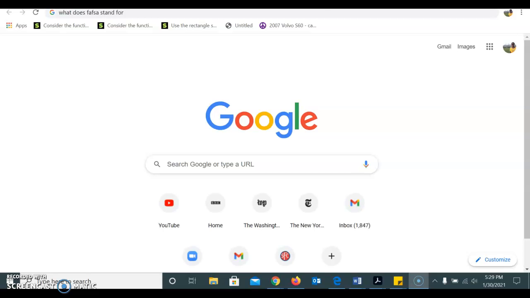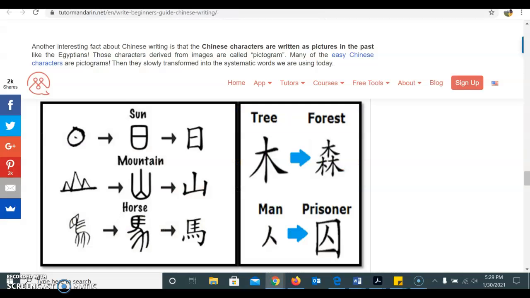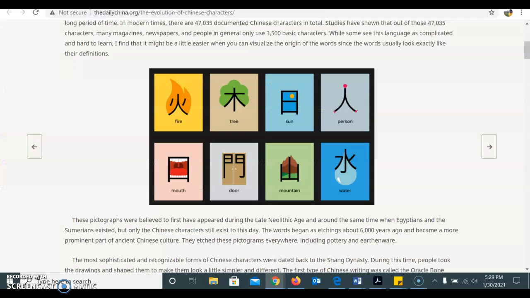Hello, it's Zippy. And today I wanted to go over a really cool thing that I found in Chinese. So I've been learning Chinese for the past few months. I've been learning it since August, and I've become in love with the language and how easy it is and how simple it is to learn.